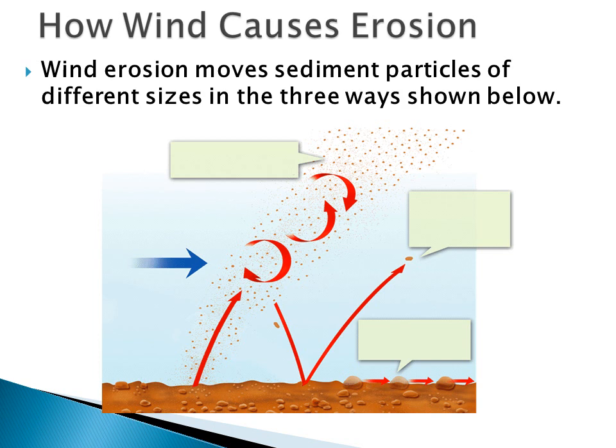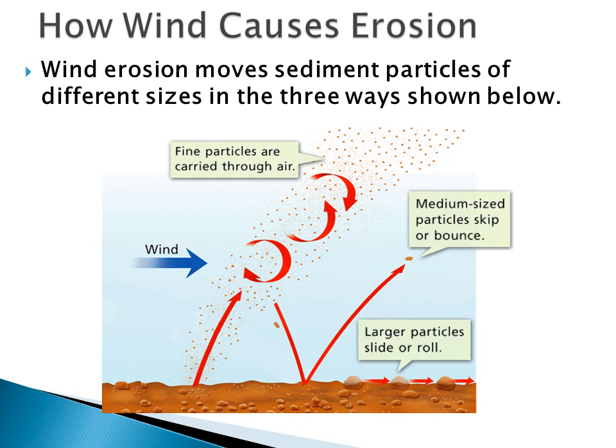How does wind cause erosion? Wind erosion moves sediment particles of different sizes in the three ways shown below. Let's see what the three ways are by which wind moves sediment particles. Actually, wind causes erosion mainly by deflation, and geologists define deflation as the process by which wind removes surface materials. As you can see, the process of deflation is in the figure.